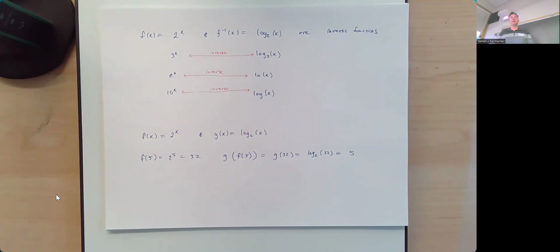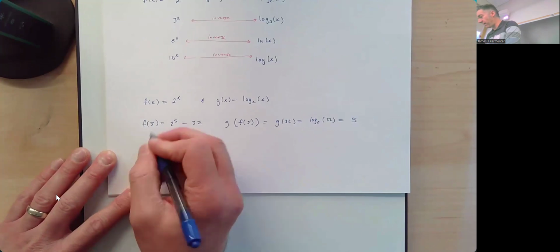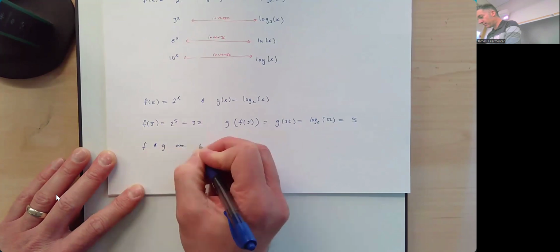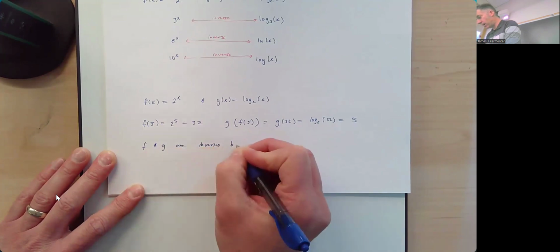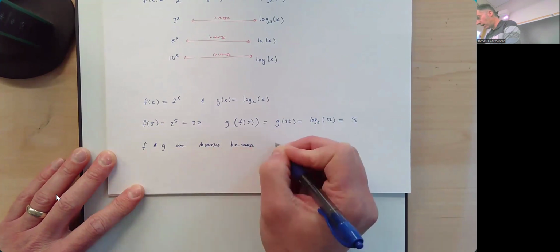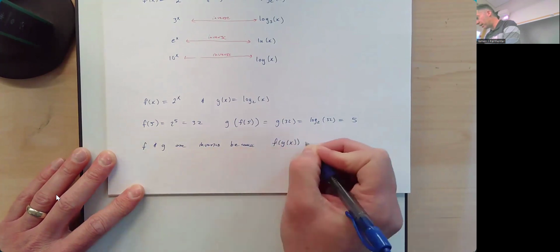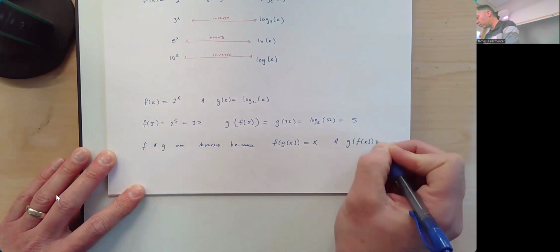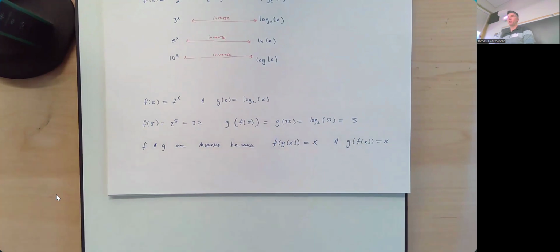And more generally, inverse functions do this for any input value. So what makes f of x and g of x inverses is that f of g of x is equal to x, and g of f of x is also equal to x. No matter where you start, if you do one of them and then you do the other one, you'll get back to where you started. As long as you start somewhere that's in the domain, right? You can't start somewhere that's not in the domain. That would be weird.